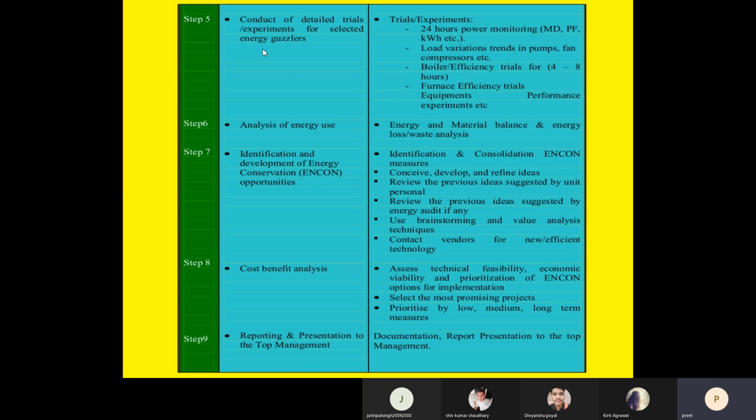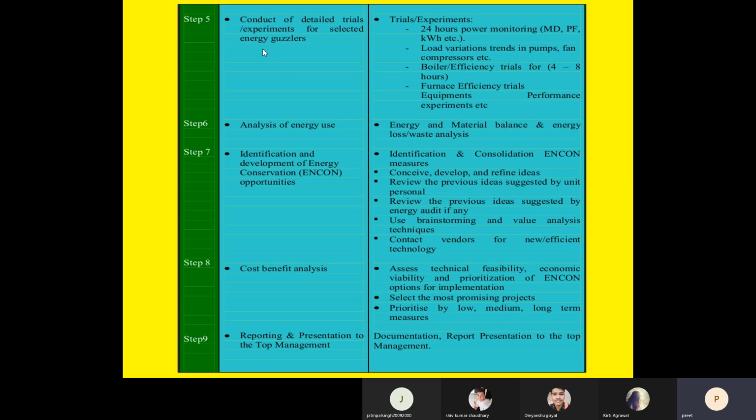Boiler efficiency trials of up to 4 to 8 hours will be done. Furnace efficiency trials are also carried out. Further, in step 6, analysis of energy use is made, and this analysis should lead us to energy and material balance and energy loss and waste analysis.